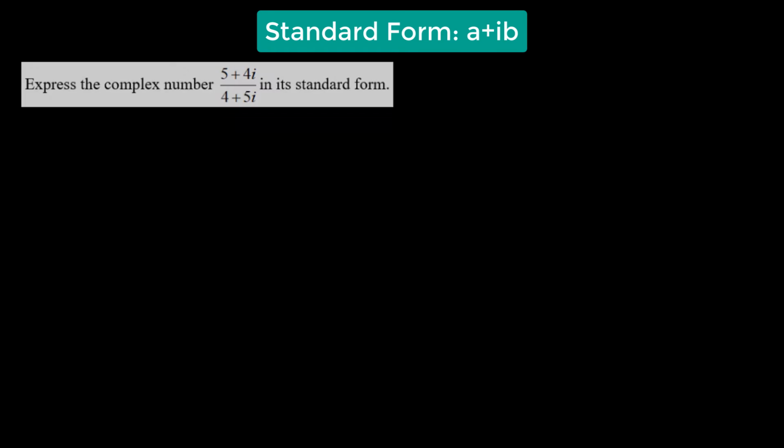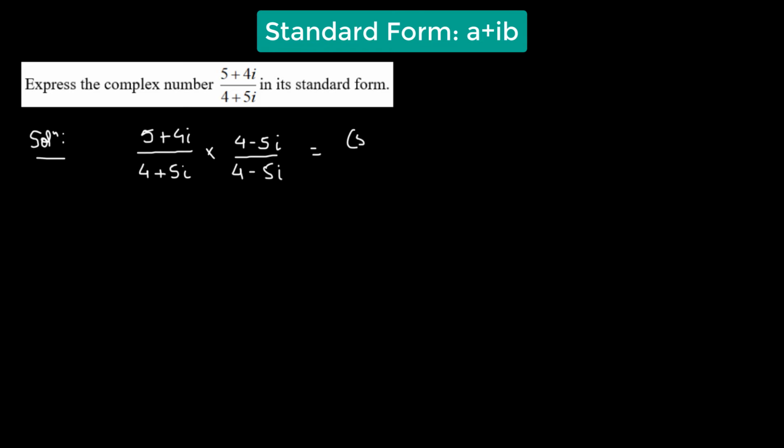Let's do another one. In this question, we have a complex number 5 plus 4i, which is divided by another complex number 4 plus 5i, and we have to express it in its standard form. So we begin by the same method. We first write down the given expression, which is 5 plus 4i divided by 4 plus 5i. Then we look at the denominator, which is 4 plus 5i, and we try to find out its conjugate. The conjugate of 4 plus 5i will be 4 minus 5i, and we multiply it to both the numerator and the denominator.